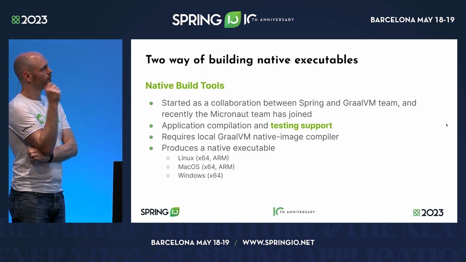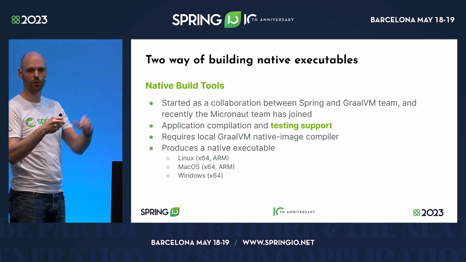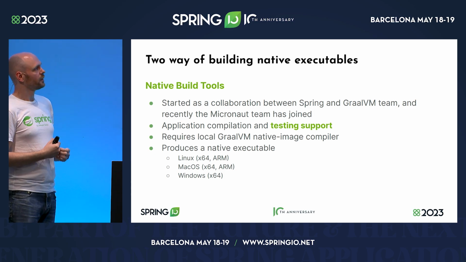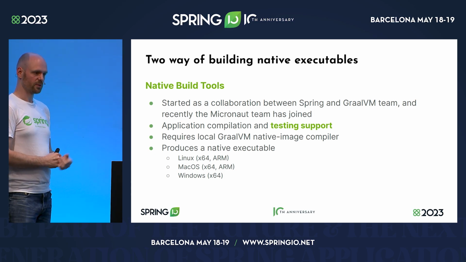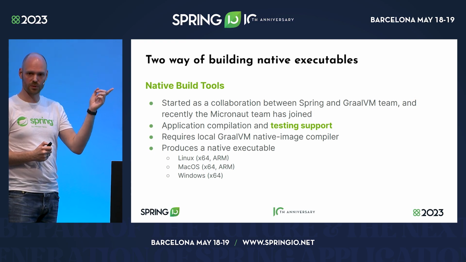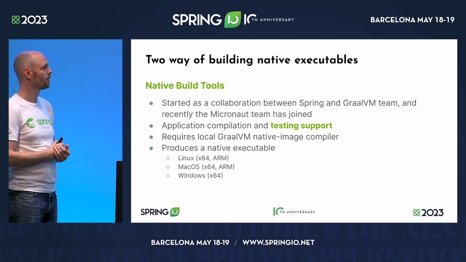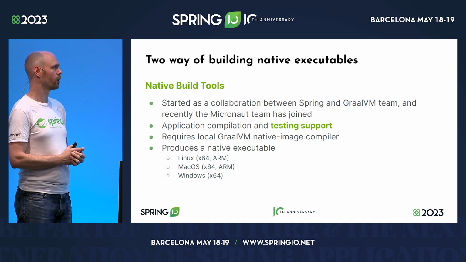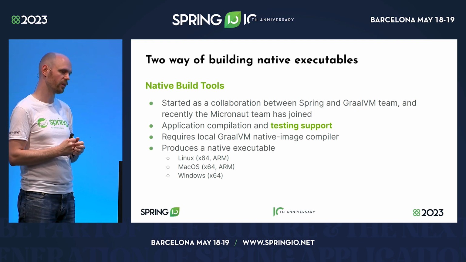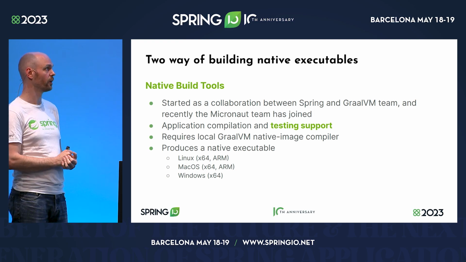Okay, so now we've seen how that works under the hood, with a lot of source code generation and other tricks. There are two ways of building native executables. The first way is what I've shown, the native build tools. This is what Sébastien also used for his pet clinic. The native build tools started out as a collaboration between Spring and the GraalVM team. We have a great collaboration with the GraalVM team. We do weekly meetings and discuss stuff. It's really, really cool.